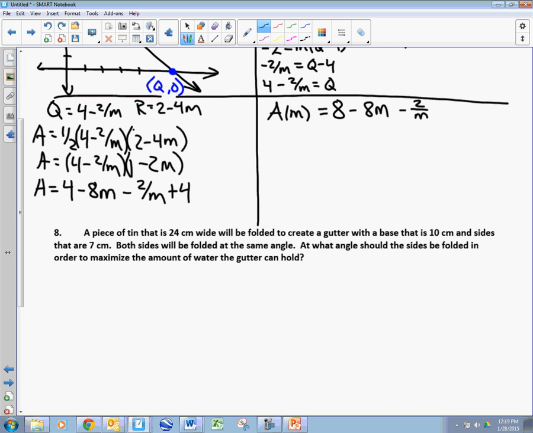I need to take the derivative. What's the derivative of 8? 0. What's the derivative of negative 8m? What's the derivative of negative 2 over m? Very good, 2 over m squared, because it's negative 2m to the negative 1. And if you take that derivative, you get 2 over m squared.